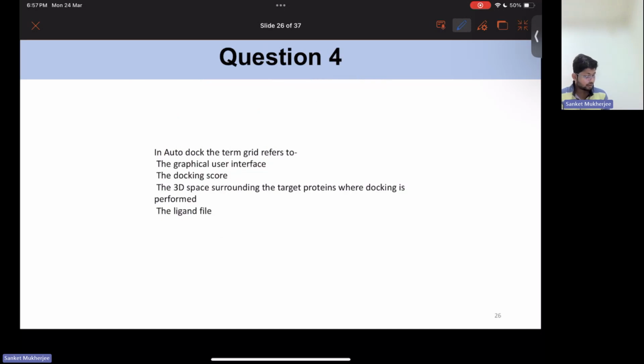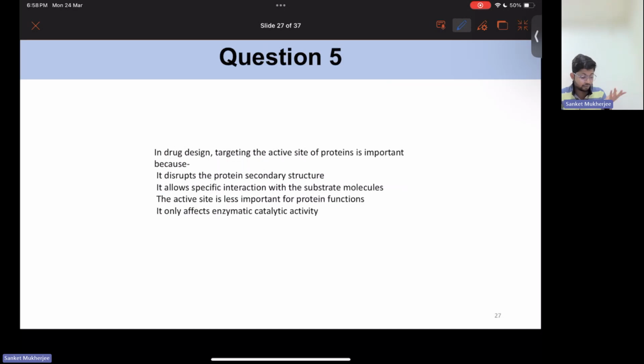In AutoDock, the term grid refers to the 3D spacing around the target protein where docking is performed, or the ligand file. So it's actually the 3D spacing of the target protein surrounding the ligand file where docking is performed. Basically, that is where it is.